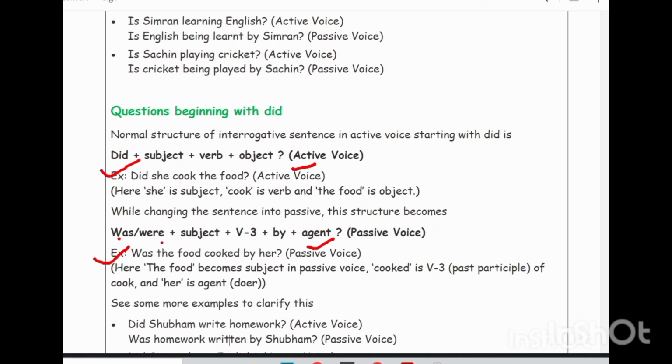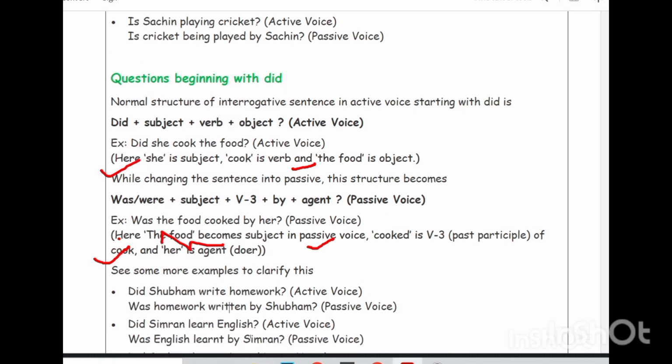And in passive voice, was or were plus subject plus third form of verb plus by plus agent. We have to keep in mind that this is the passive voice of that sentence. So every sentence will be like this. Now next, further examples you can see here.